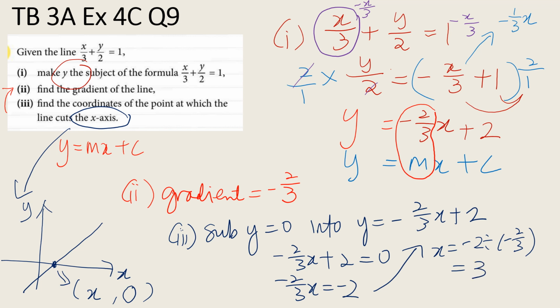Okay, but 3 is not the answer. As in, it's not complete, because you are asked to find the coordinates of the point. So therefore, you have to present your answer as (3, 0). This is then complete.